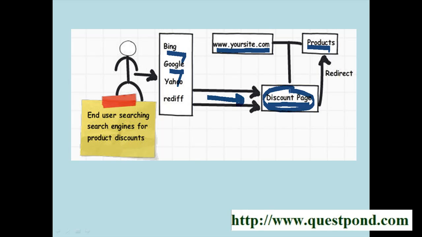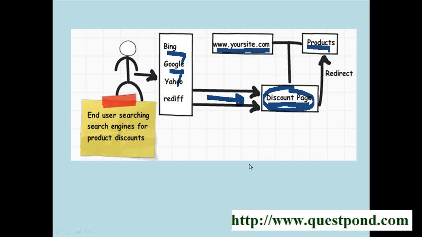The first option is that they can copy the data of the products page to the discount page, or the second is they can provide a response.redirect to the products page. Now the first option, copying the products page data on the discount page, can be a problem. Why? Because the search engines can penalize for duplicate content.